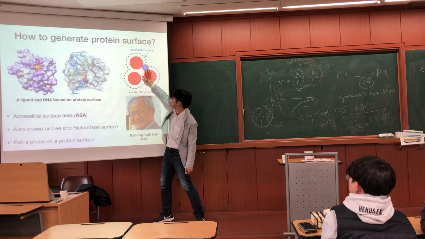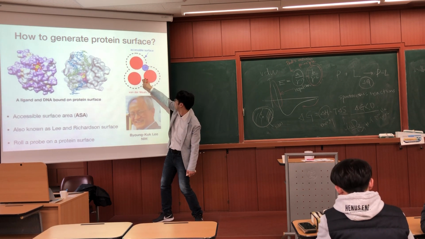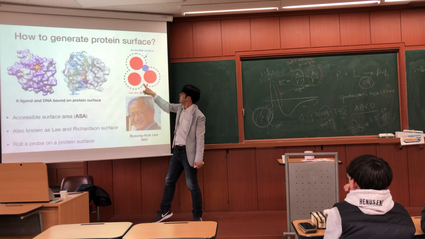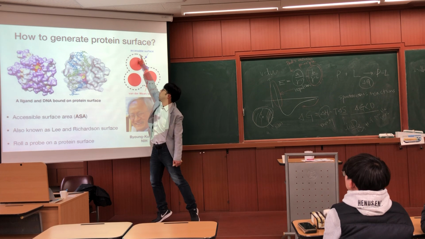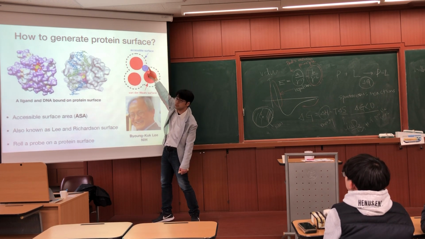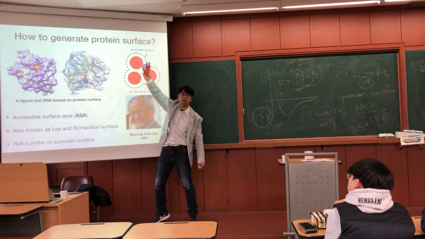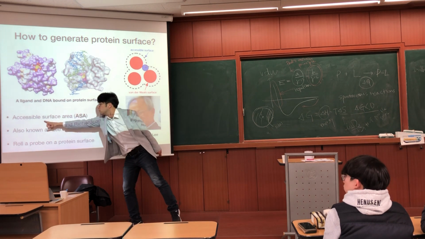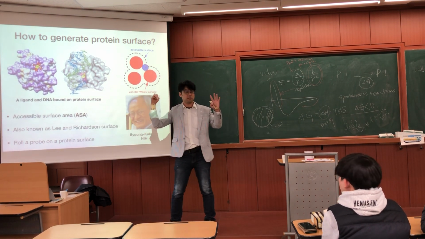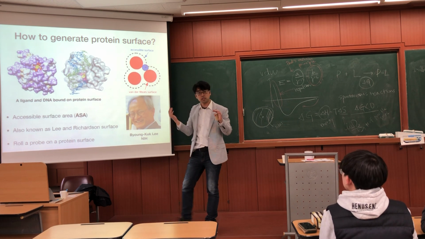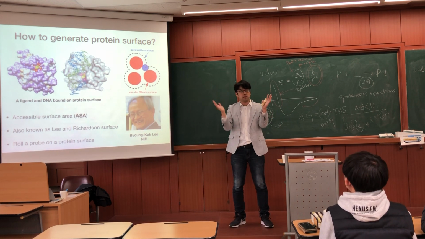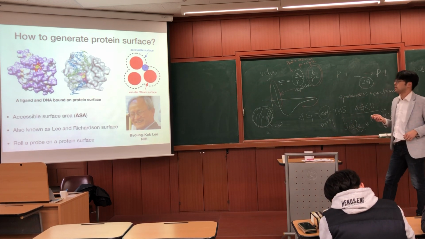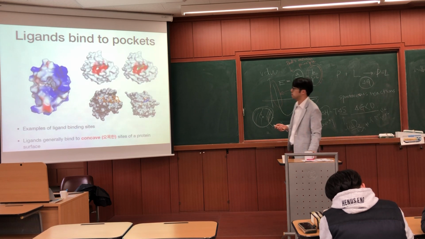The way he finds the protein surface is that, let's assume these are protein atoms, and you roll a probe, a ball, on the protein. Then if you follow the center of the ball, you can draw these dotted lines, right? These dotted lines form a protein surface. That is also called the accessible surface area. Accessible means that you can approach, you can touch. So the accessible surface area is the surface that water molecules can touch. That's how people generally generate a protein surface.